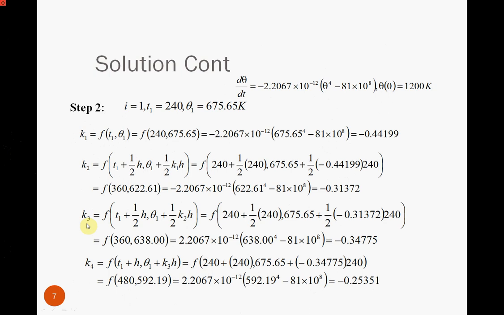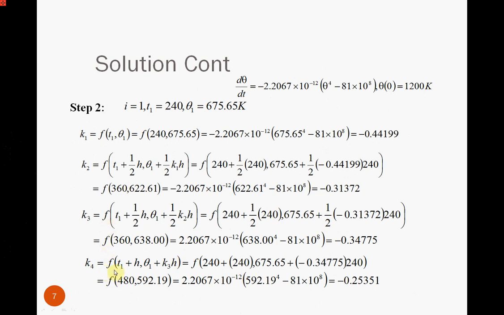From K2 we go to K3. K3 is t1 plus a half h, so that is time 1, which is 240. A half h is a half of 240, comma, temperature at theta1, we just computed 675, plus a half of K2 h. K2 is there, so that drops in there. Do all the numbers, we get that.